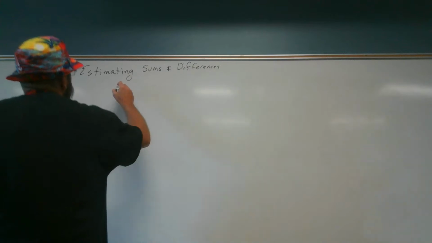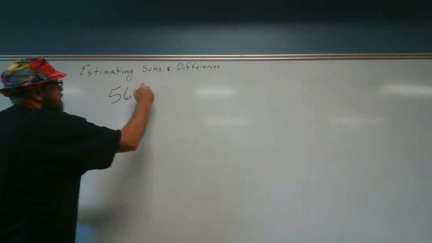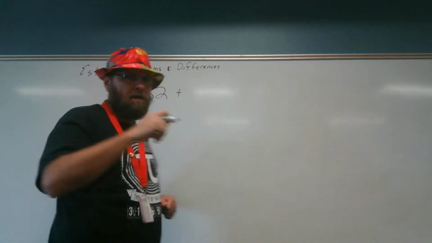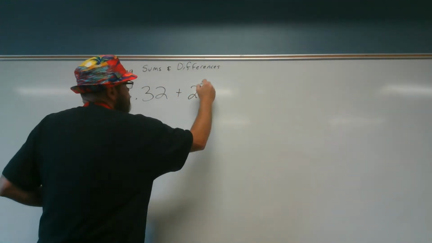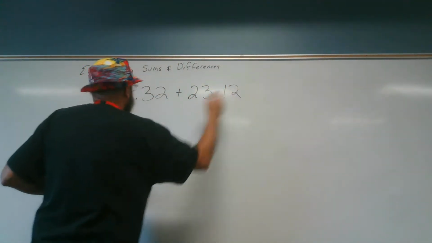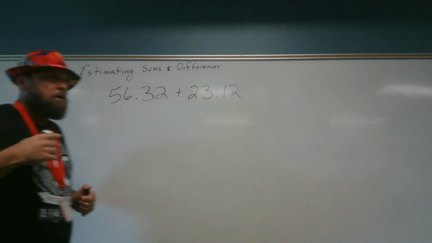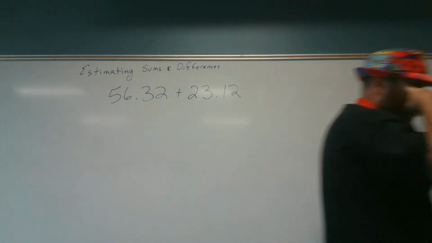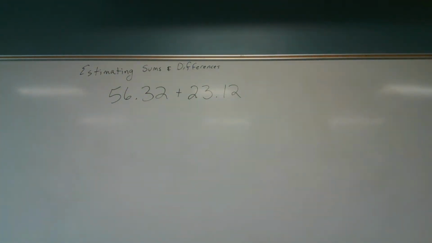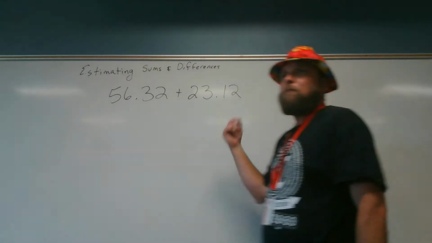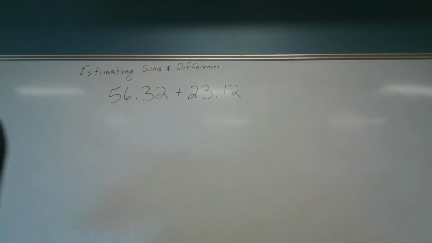So let's look at a couple here. We have 56 and 32 hundredths plus 23 and 12 hundredths. Now an estimation, you should be able to do an estimation in your head. That's why I said clear the desks. You should be able to estimate in your head.